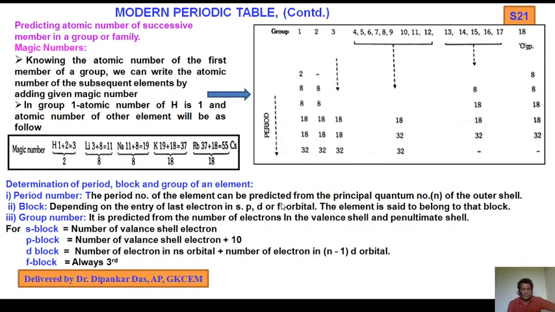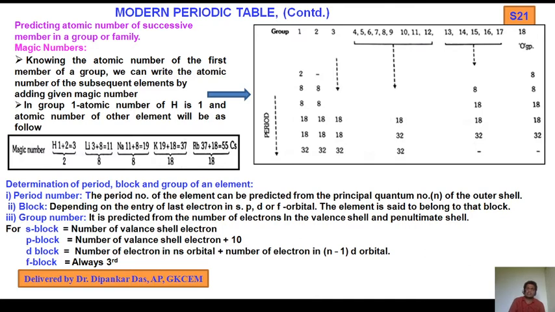Okay. Next, period: if you get the highest value of the principal quantum number n, that will be your period. And block: the block the last electron enters is called that particular block, meaning if it enters S block, P block. Next, group number, it is also very important.